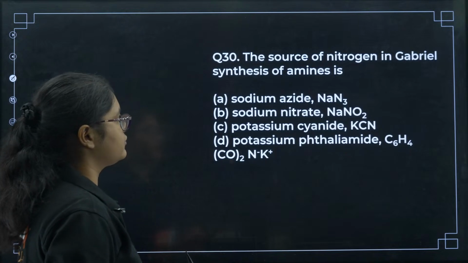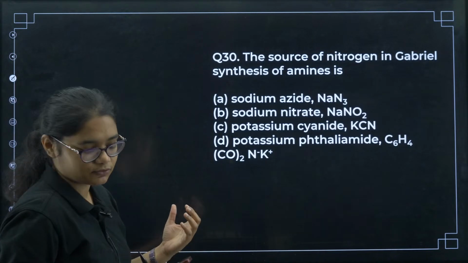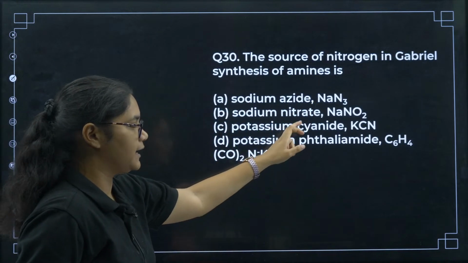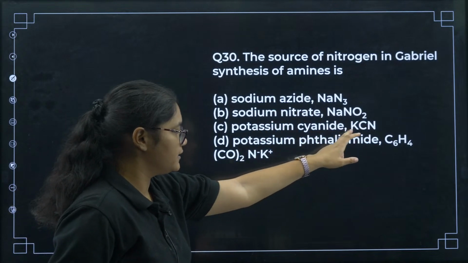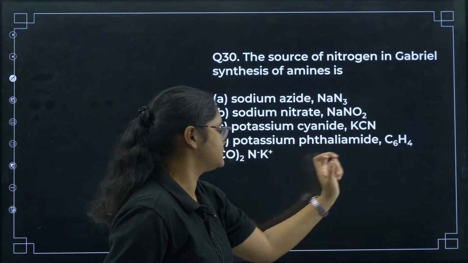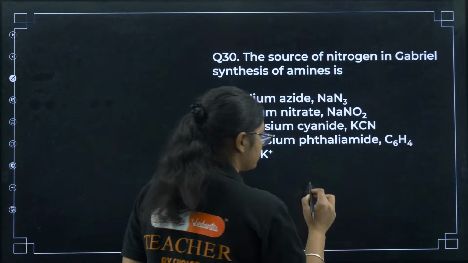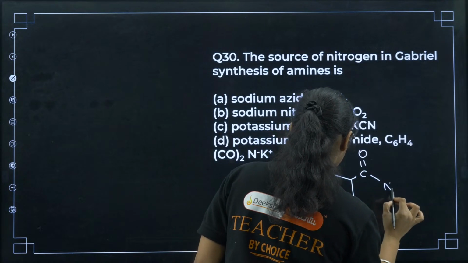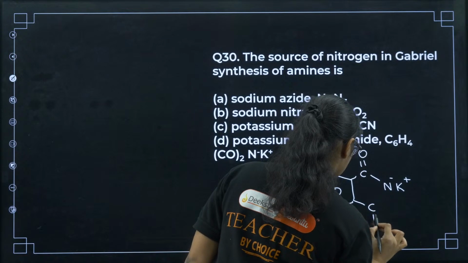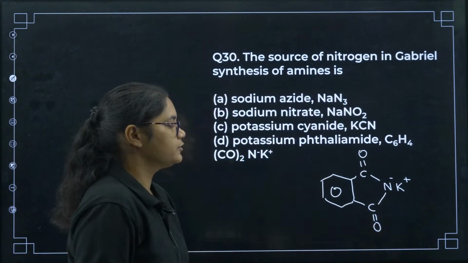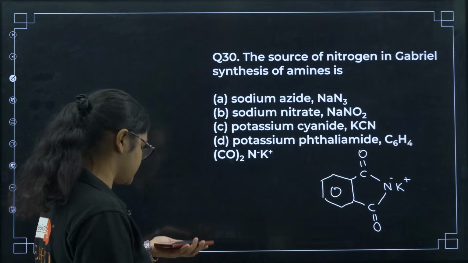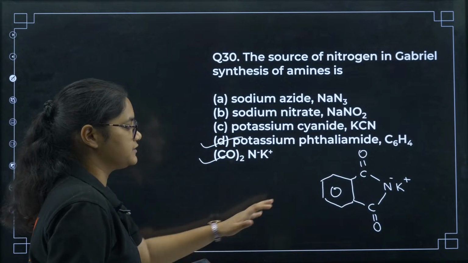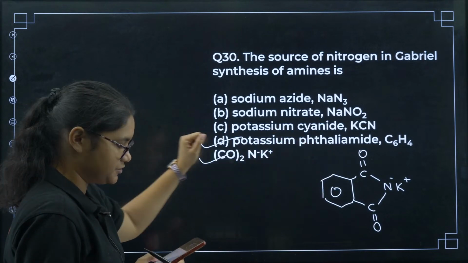Next, the source of nitrogen in Gabriel synthesis of amines. So from where do we get nitrogen? Sodium azide NaN3, sodium nitrite NaNO2, potassium cyanide KCN, or potassium phthalimide C6H4(CO)2N-K+. So the structure of this one is like this. Okay, so this is the structure. So which is the source? Yes, D is the correct answer, that is potassium phthalimide. From here the Gabriel phthalimide reaction starts.